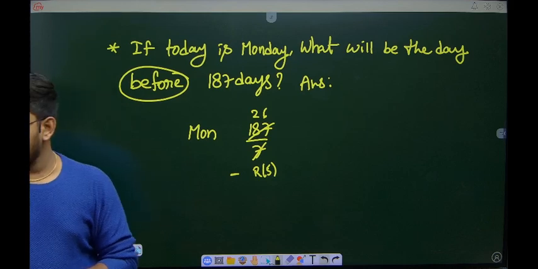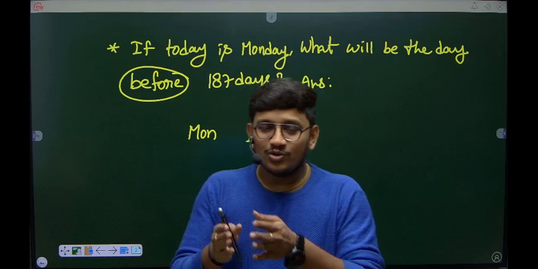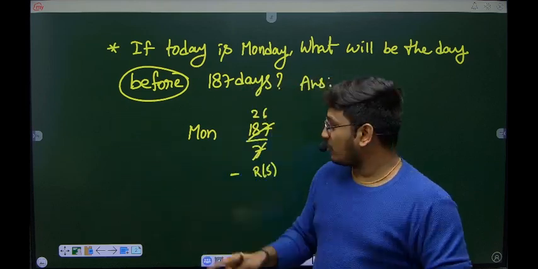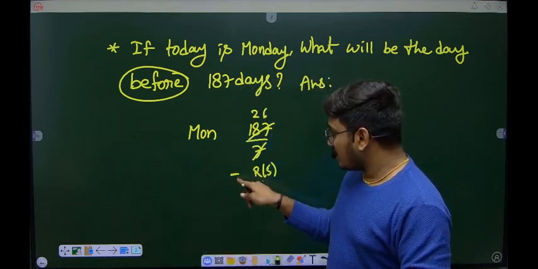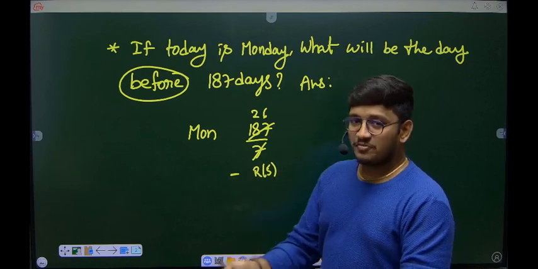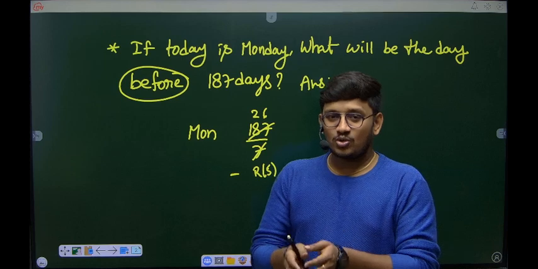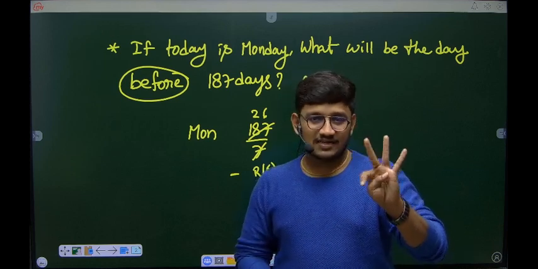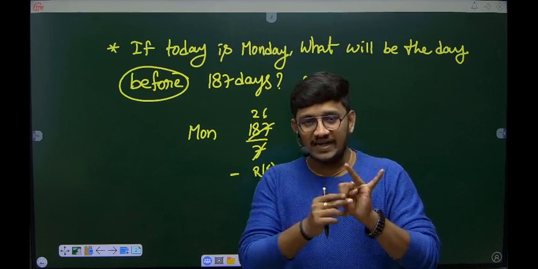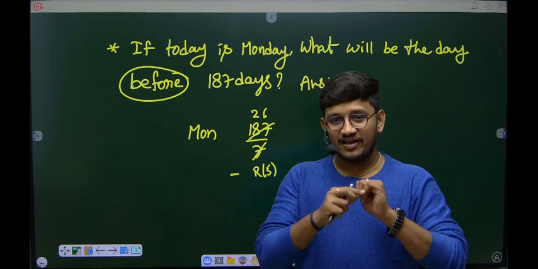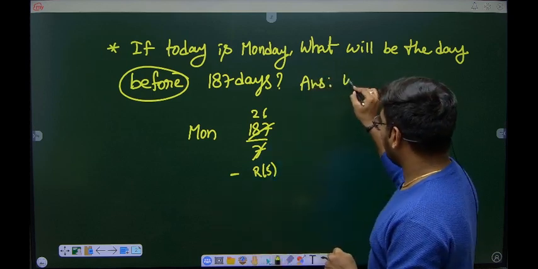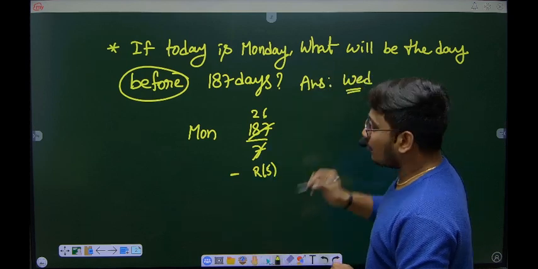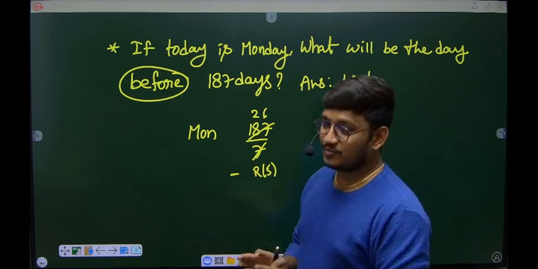Yes, now I am getting answers, because you need to go 5 days in reverse. If today is Monday, the minus symbol indicates the remainder is 5. So here you need to go 5 days back, which means Sunday, Saturday, Friday, Thursday, Wednesday. So the correct answer is Wednesday. I hope you all are clear with this type of question.